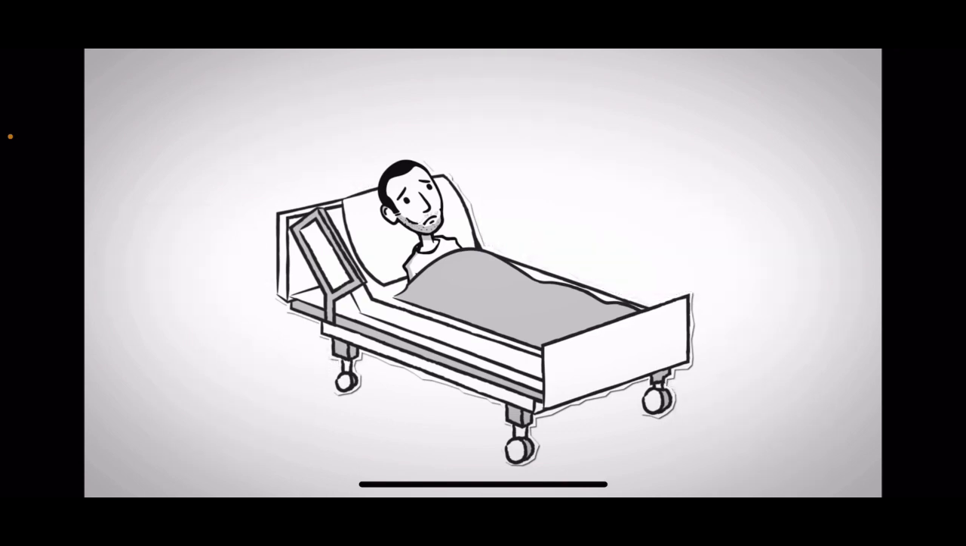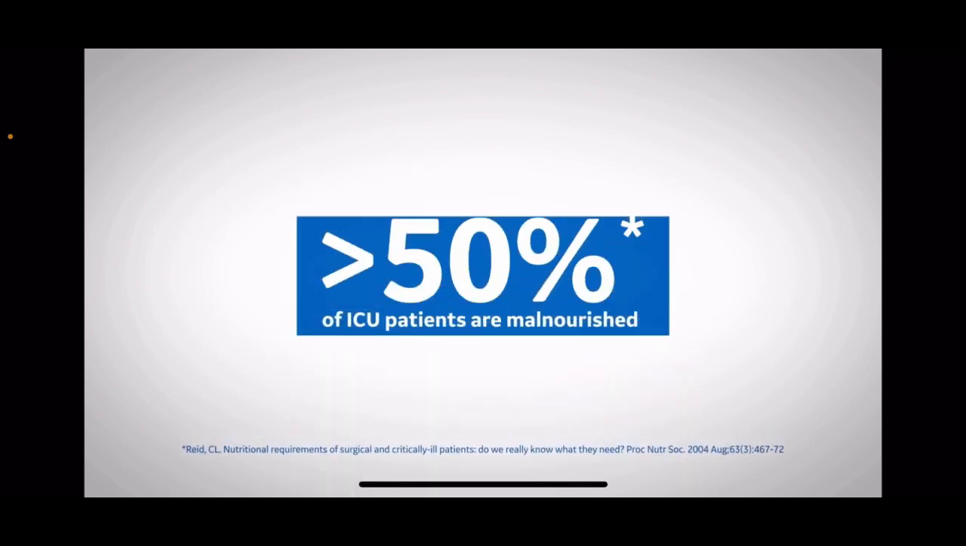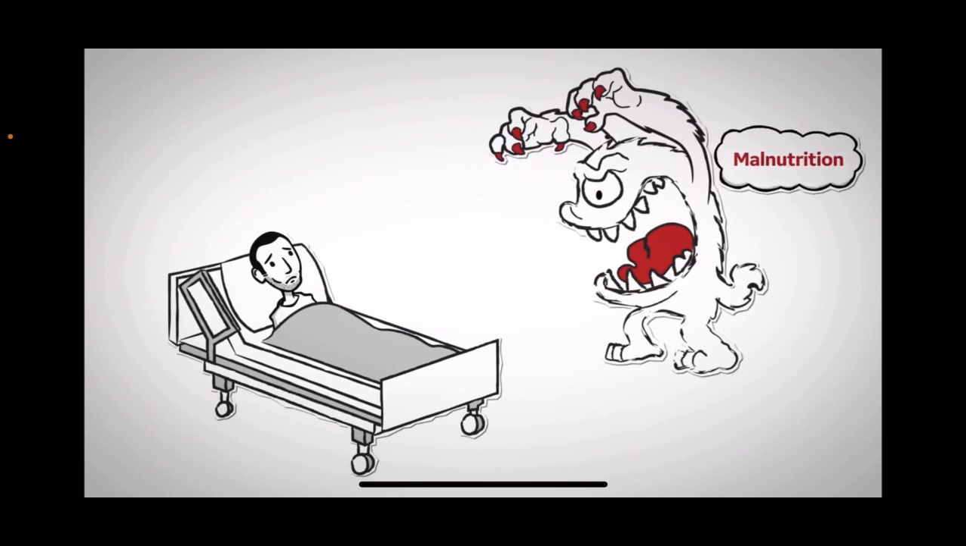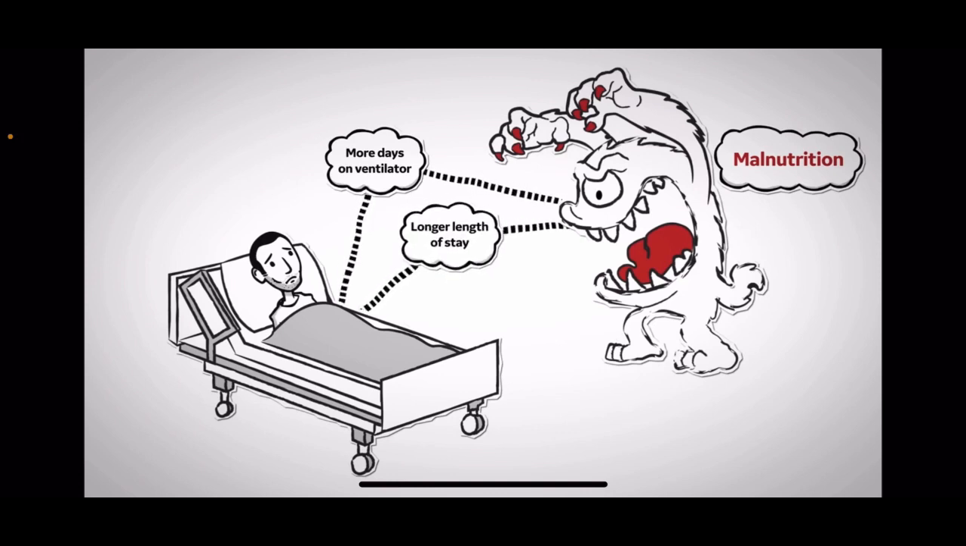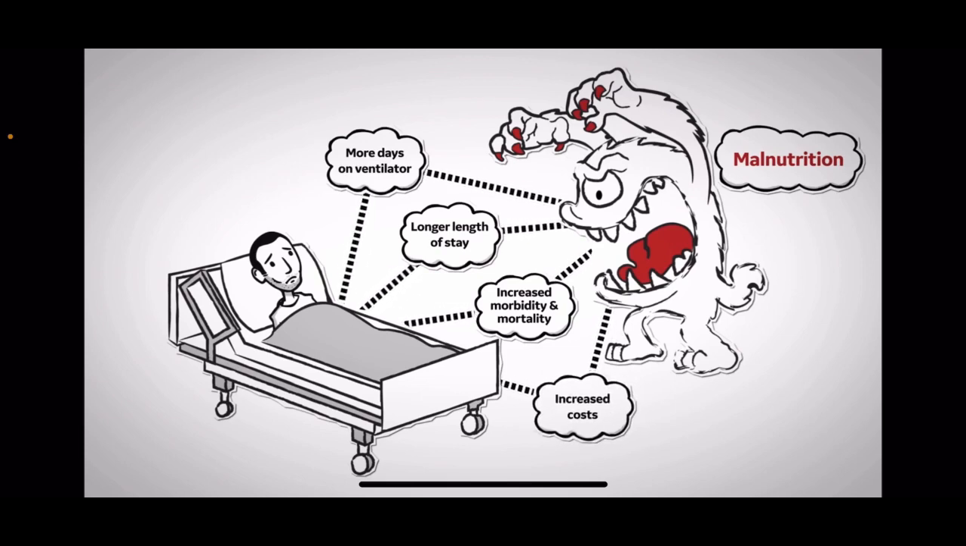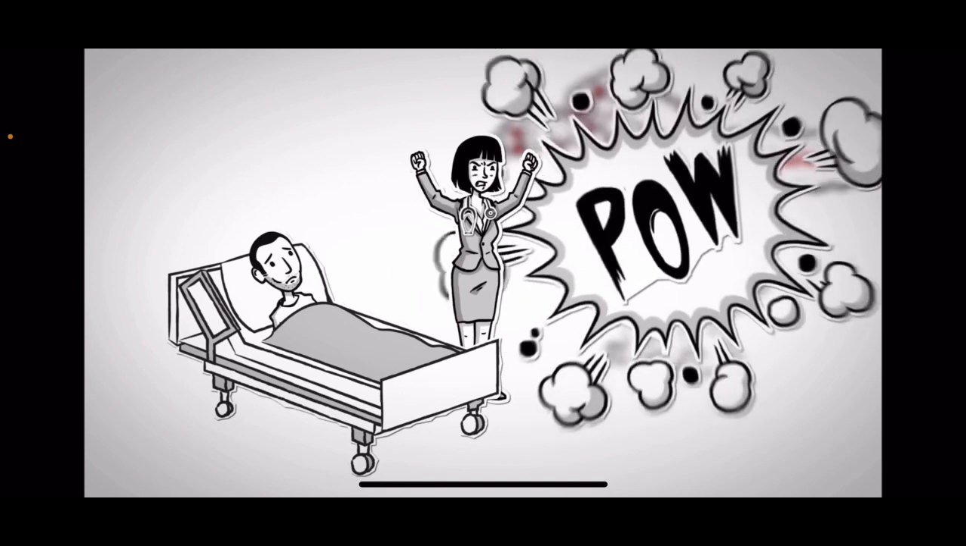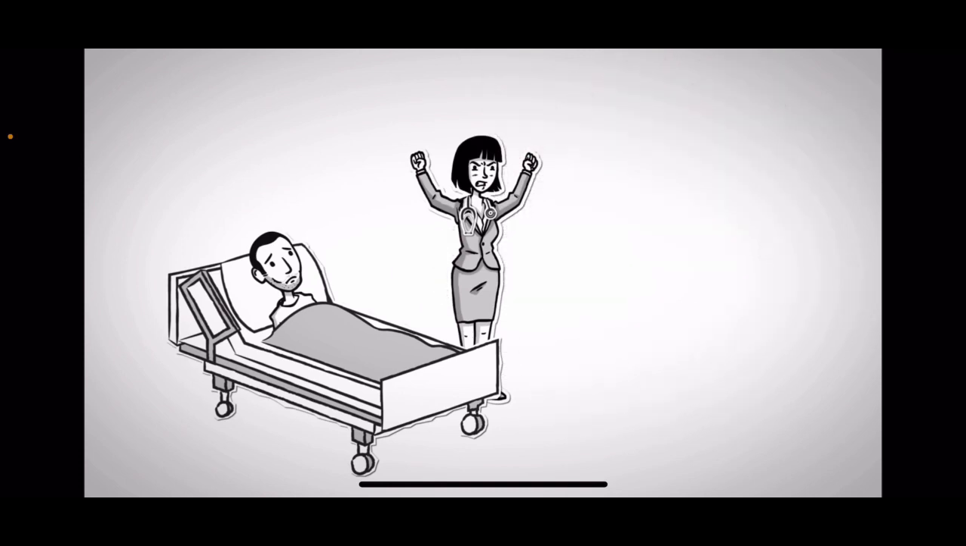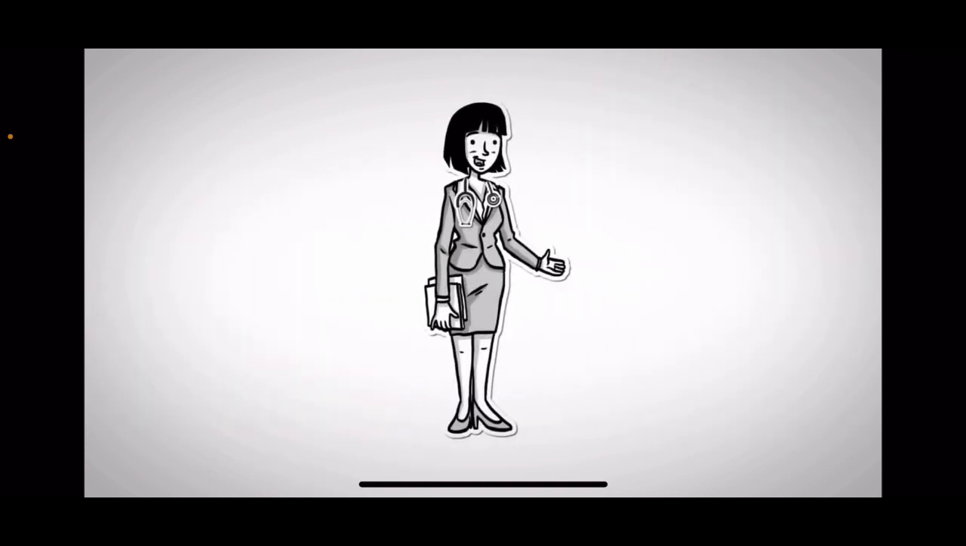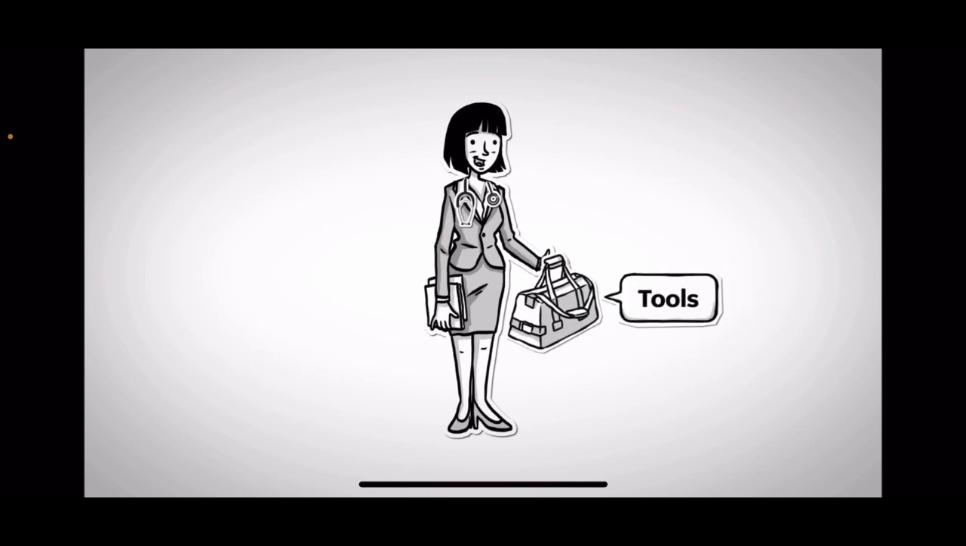To emphasize the difficulty in calculating a critically ill patient's caloric needs, let me share this fact. Did you know more than 50% of ICU patients wind up malnourished? When a patient suffers from malnutrition, they can become dependent on the mechanical ventilator. This means they will be in the hospital longer, which increases morbidity and mortality as well as costs. The dietitian's job is to protect patients from malnutrition by providing proper nutrition intervention, and luckily, there are tools to help the dietitian do just this.